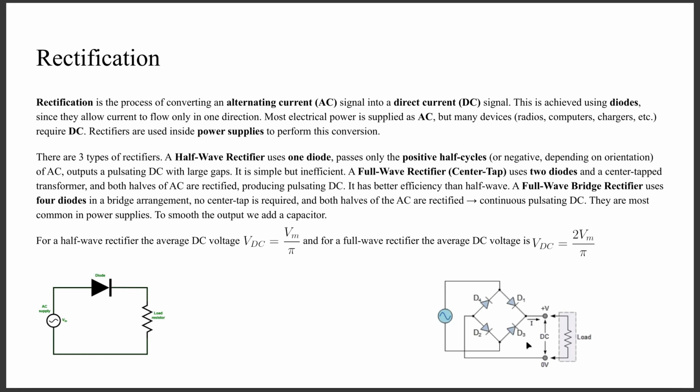To smooth the output, we add a capacitor. For a half-wave rectifier, the average DC voltage is equal to V magnitude over pi, and for a full-wave rectifier, the average DC voltage is equal to 2 times V magnitude over pi.